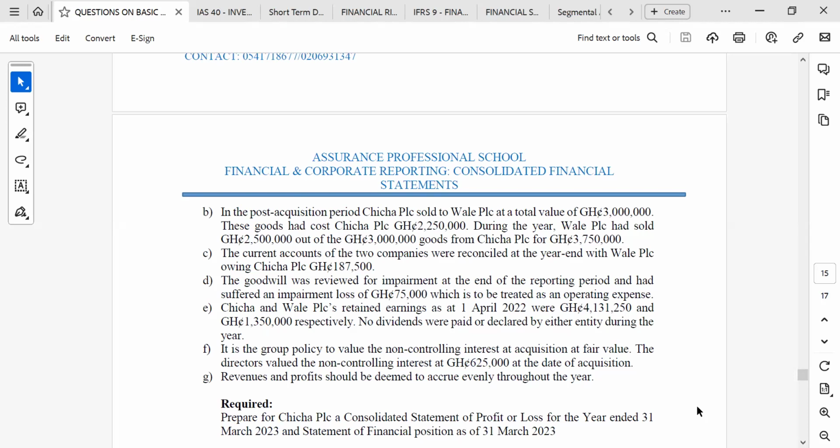Shisha and Wale PLC's retained earnings as at 1st April 2022 were 4,131,250 and 1,350,000 respectively. No dividends were paid or declared by either entity during the year. Okay, so they have given us the retained earnings.